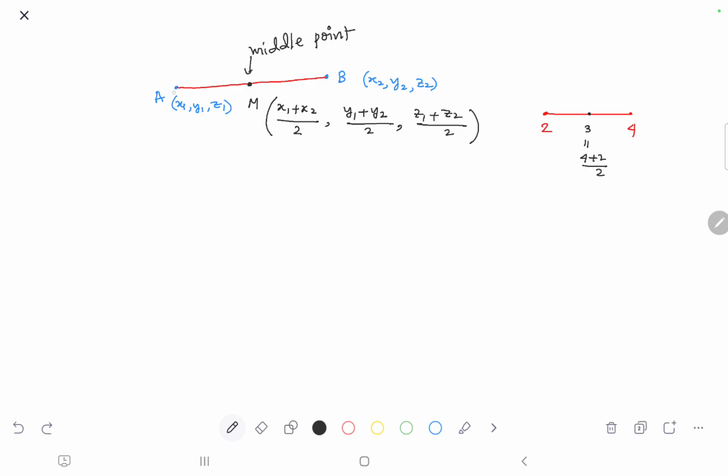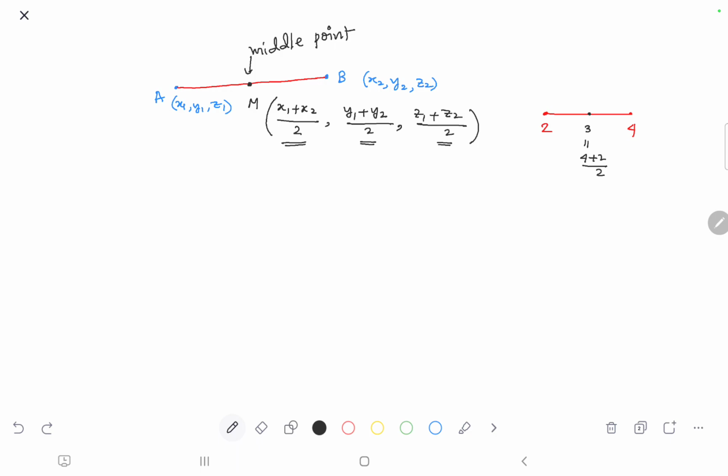But here, the point is not determined by a single number. It is determined by 3 numbers. So in every place, you have to take the average of the corresponding coordinate values. Yeah, that is the idea. That is how to remember this.